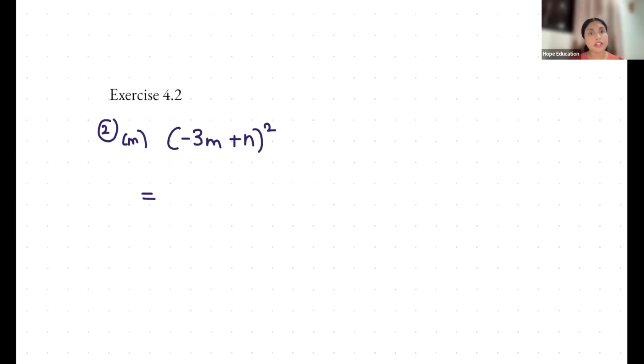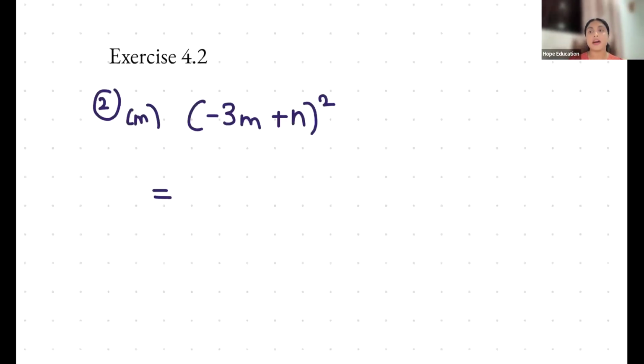So, exercise 4.2. In the second question, we will be discussing M and N. M වල තියෙන්නේ minus 3m plus n squared. Okay. So now we know the shortcut of how to find squares of binomial expressions.